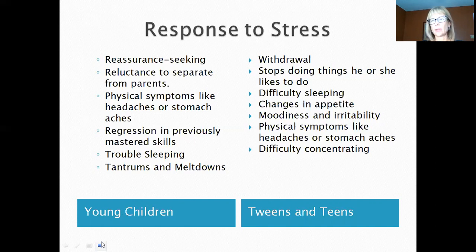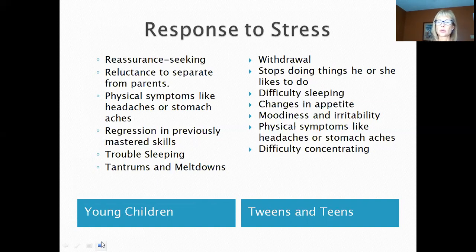They could be more clingy, reluctant to separate from the parents, might be complaining more about headaches and stomach aches, and some even regress to previously mastered skills. An example of that would be a younger child who has been potty trained successfully for 6 months now suddenly having accidents. The child might have trouble sleeping, and we might see them having tantrums and meltdowns. A lot of that is tied to their inability to totally understand what they're experiencing and to express those thoughts, those feelings, and what they need at the time.